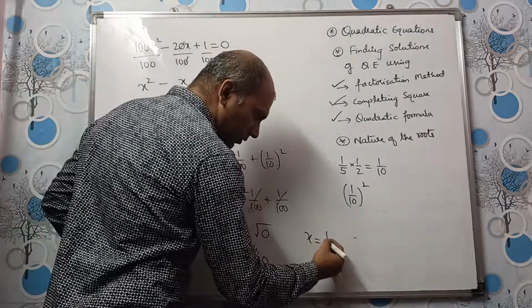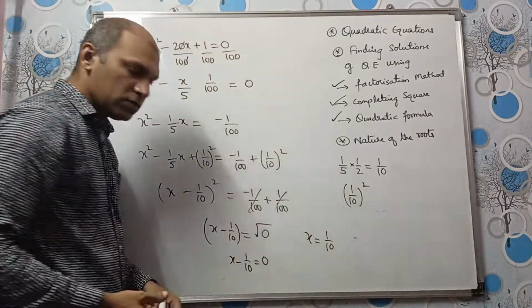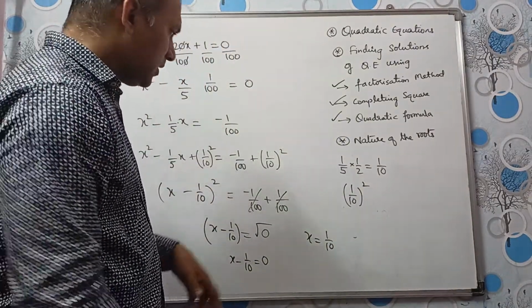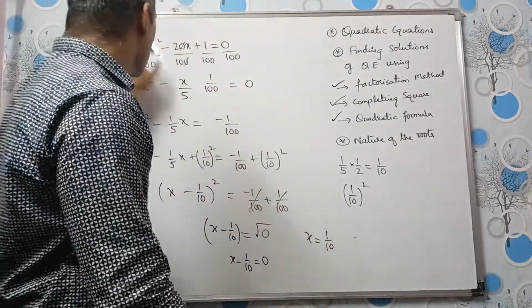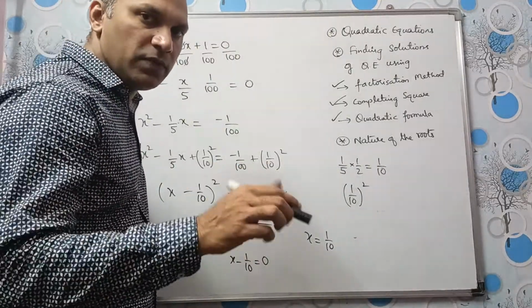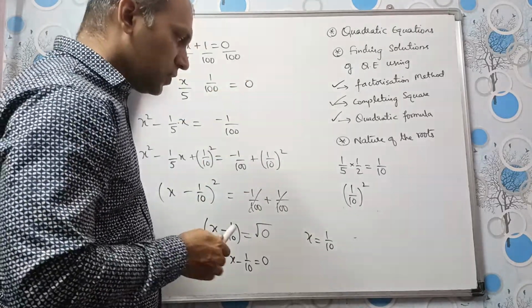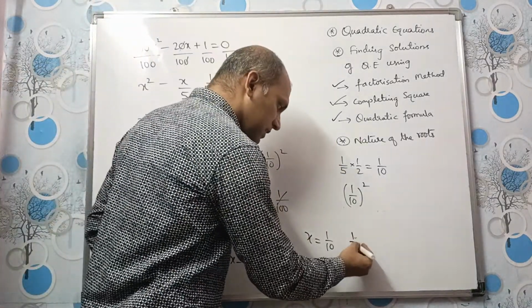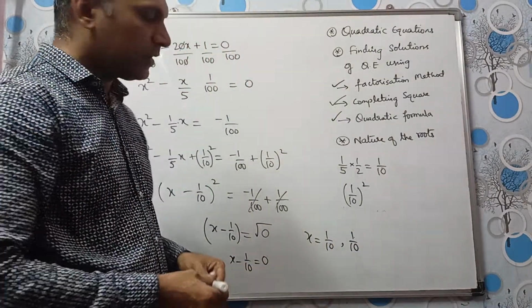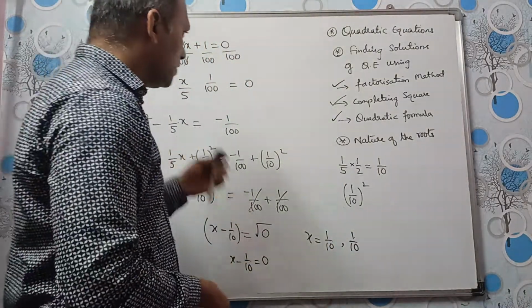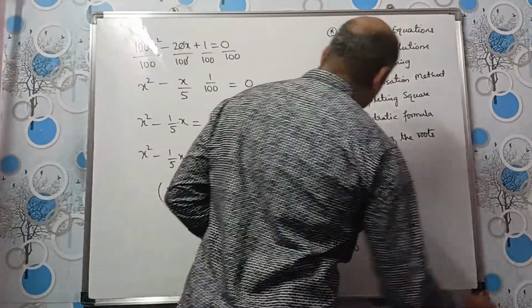Now, x is equal to 1 by 10. This 1 by 10 goes to the other side and becomes plus. Now we have only one root. Do we have only one root? But it is x square, right? It was a quadratic equation. It should have two roots. So the other root is also the same. 1 by 10 and 1 by 10. This is how we should use the completing square method.